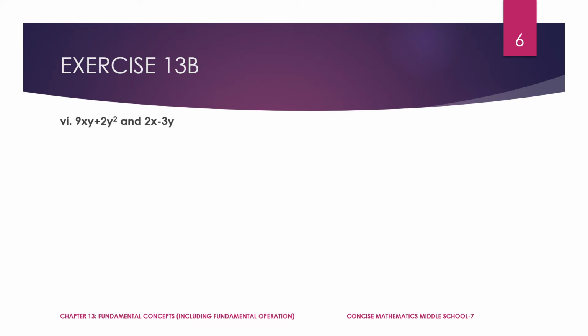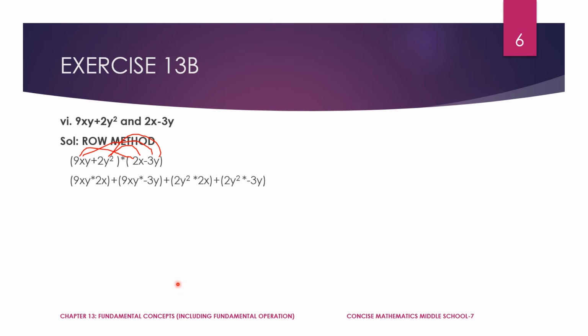Sixth question, row method. Here again, first term should be multiplied with first term as well as second term. Now second term should be multiplied with first term as well as second term. It's very easy. See, 9xy into 2x, 9xy into minus 3y, plus 2y square into 2x, 2y square into minus 3y. Just place a plus sign in between all those.